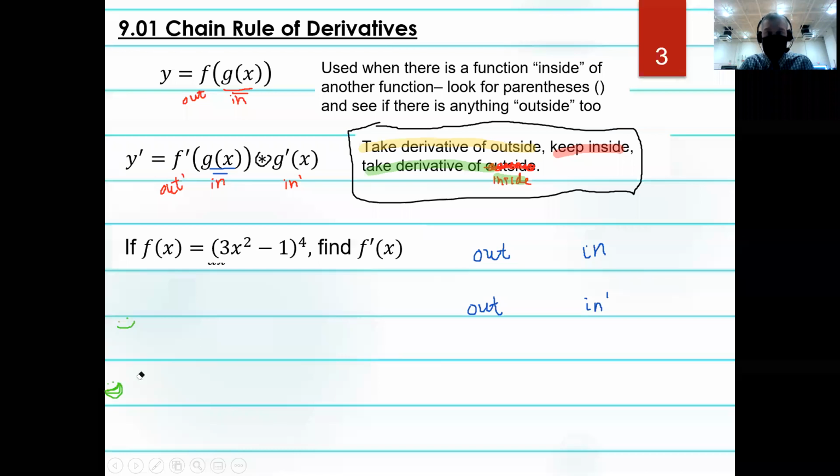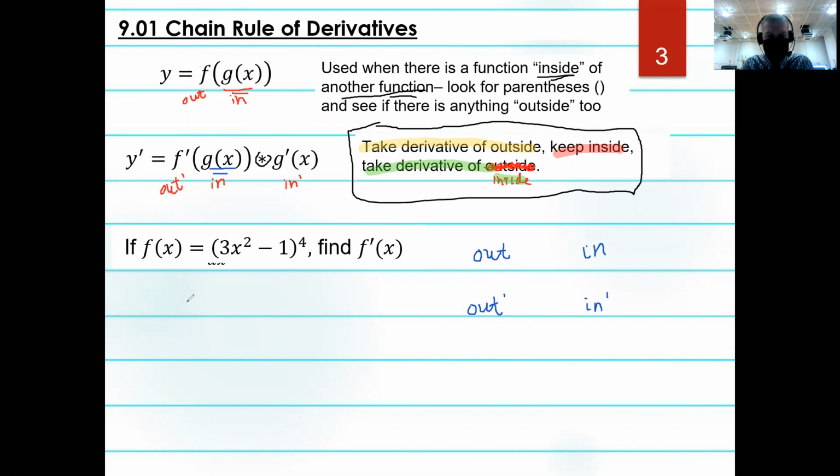Example 2 says, okay, if f of x equals (3x squared minus 1) all raised to the 4th power, find f prime of x. Okay, so this is another example of the chain rule because we see something inside another function, right? This isn't telling us 3x squared minus 1 times 4. Now some people might be inclined to try to distribute that 4 in there with exponents, but you can't do that with exponents. That's not how it works.